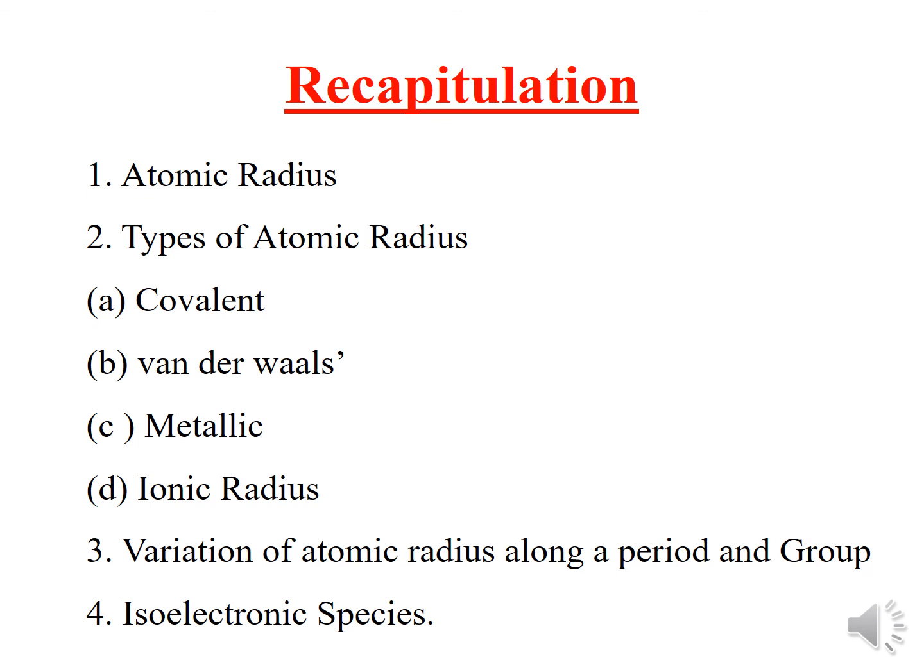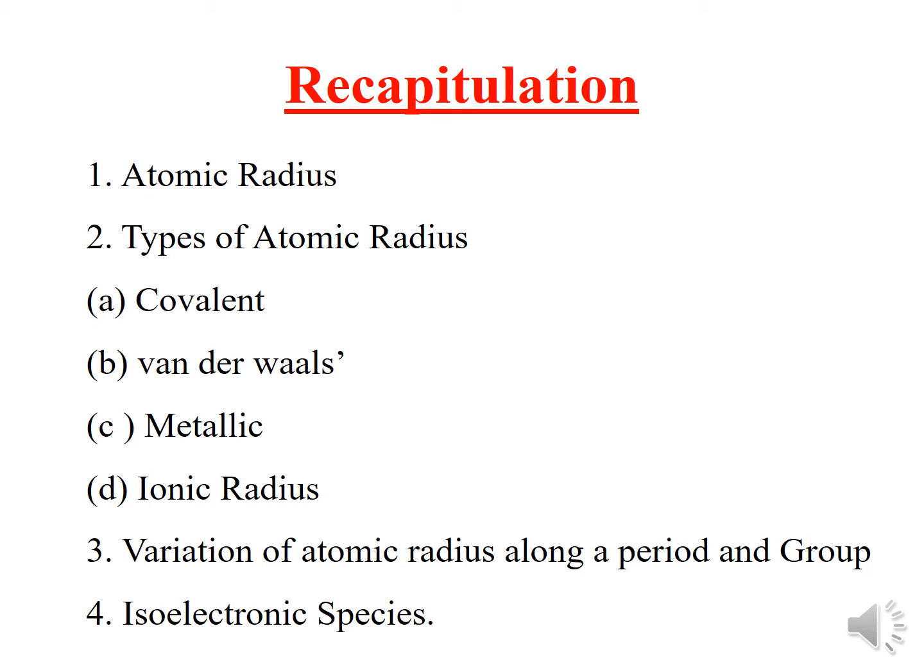So if there are different isoelectronic species, then their size will depend upon their atomic number because their charge is the same. So size will vary according to their atomic number. In the case of isoelectronic species, size is inversely proportional to their atomic number. So greater is the atomic number, smaller will be the size.